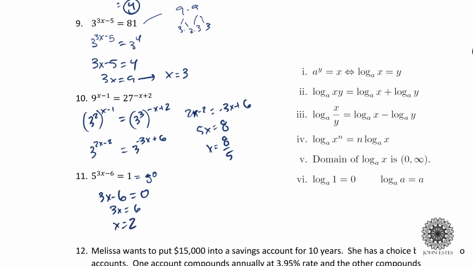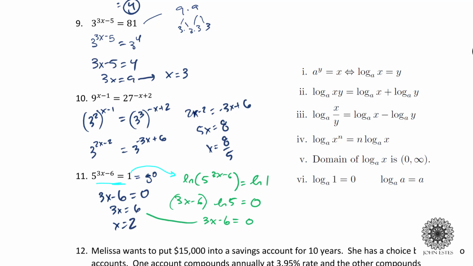Okay, so you say, well, wait a minute, what if I didn't recognize that? Okay, that's fine. So why don't we take the ln of both sides instead. So I have ln of 5 to the 3x minus 6 power equals ln 1. And if you remember from our properties here, ln 1 is 0. So this is going to be 3x minus 6 times ln 5. Now I can divide both sides by ln 5. Ln 5 is a real number. So I end up with 3x minus 6 equals 0. And if you notice, that's exactly where we started here. And so we'll end up with x equals 2.